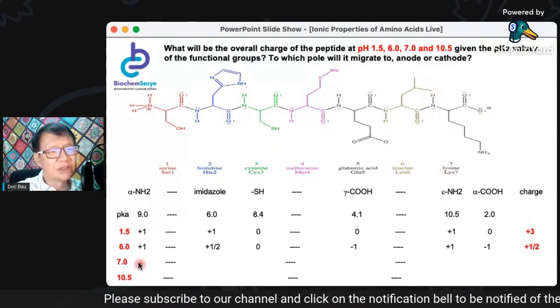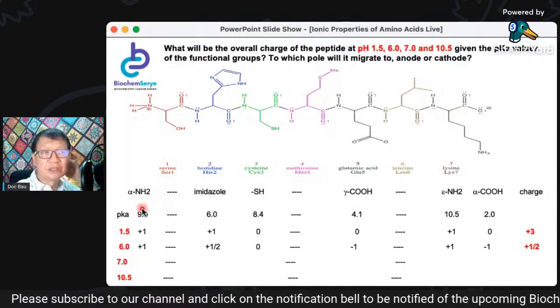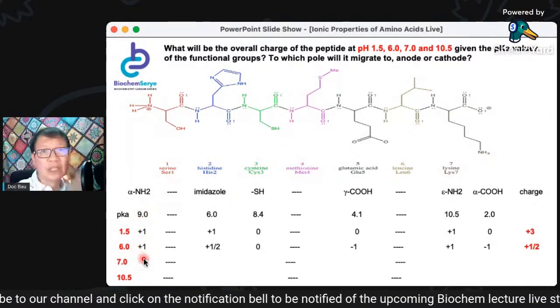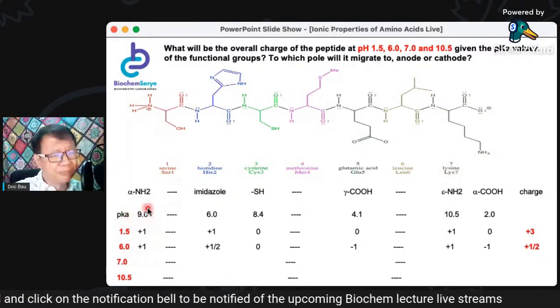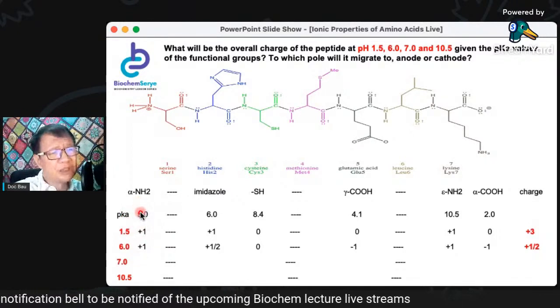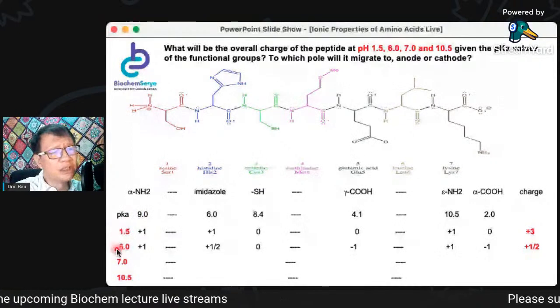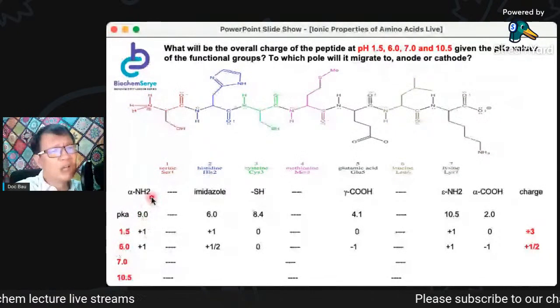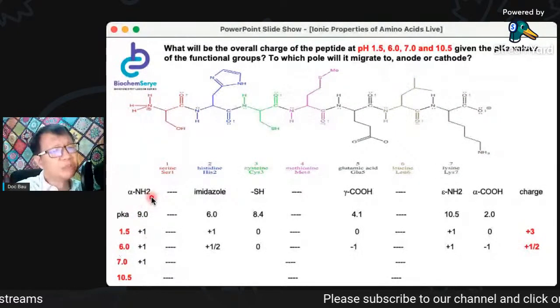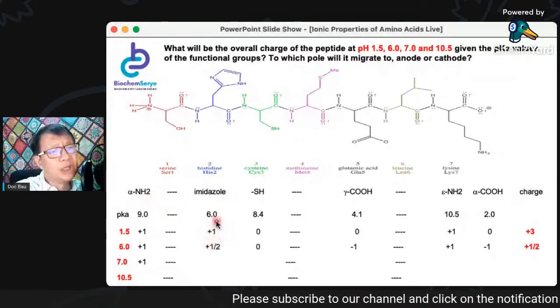Now pH 7. So that's the neutral pH. Let's make this fast, I apologize. The pKa of your alpha amino is 9. This is 7. So in other words, this is still lower, right? Your alpha amino will still be protonated. So it's +1.